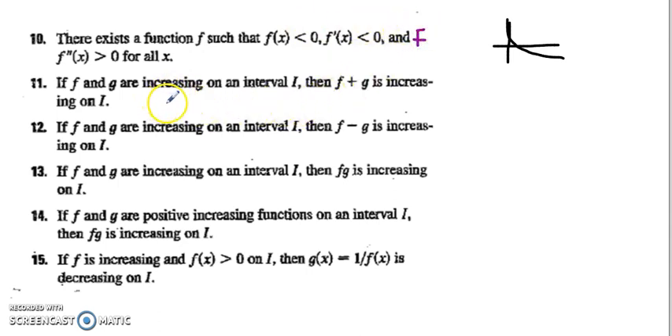Number 11 says if f and g are increasing, then f plus g is increasing. And this is true based on just properties of differentiation. So we're basically saying that f prime is greater than 0 and g prime is greater than 0 because f and g are both increasing. So f plus g differentiates to f prime plus g prime. And if each of these components is greater than 0, then the sum is greater than 0. So this is true.